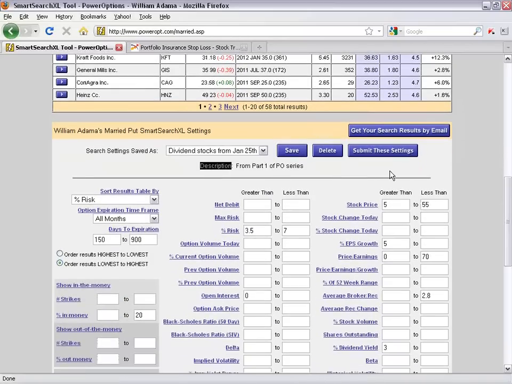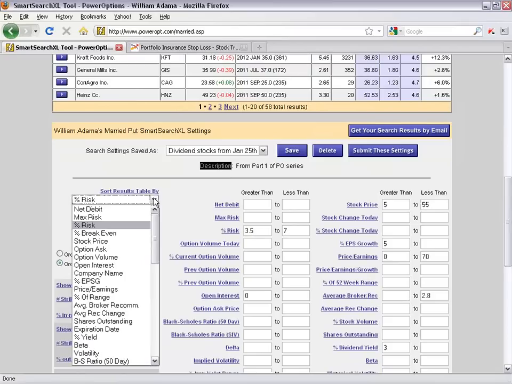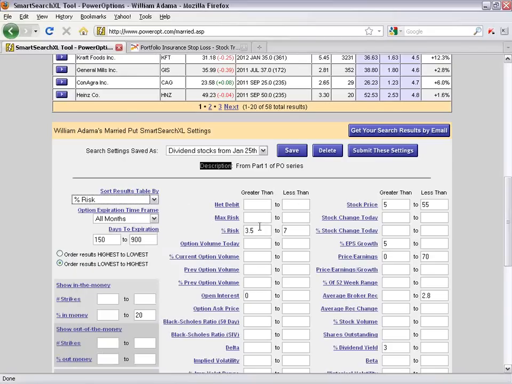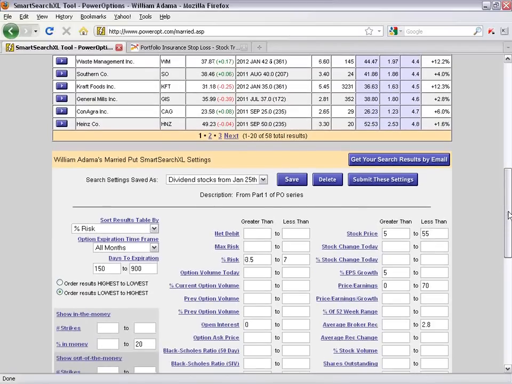If I wanted to change how my results were sorted, over here on the left-hand side, we simply click that drop-down menu. I could organize it by stock price, or by company name, from highest to lowest. If you wanted to, you could sort by the net debit, from lowest to highest or highest to lowest, or just by the option volume or open interest. Any of the filters that you can screen by, you can select to sort by as well.